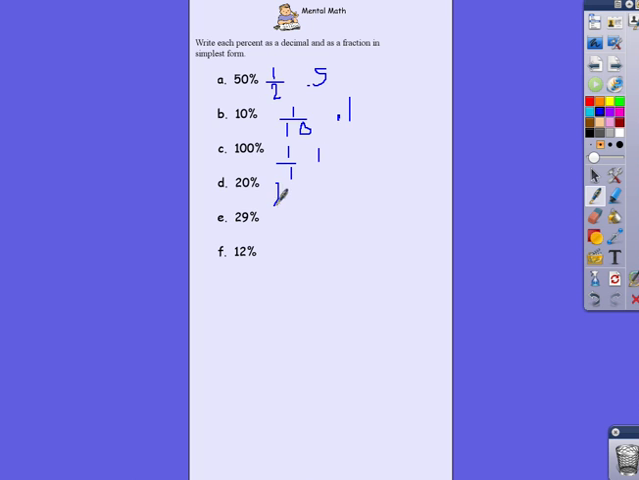20%, 20 out of 100. Remember that percentages are always out of 100. And if I were to reduce down, 10 and 10, so it's 2/10.